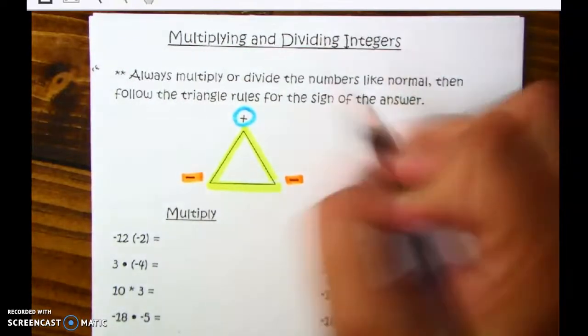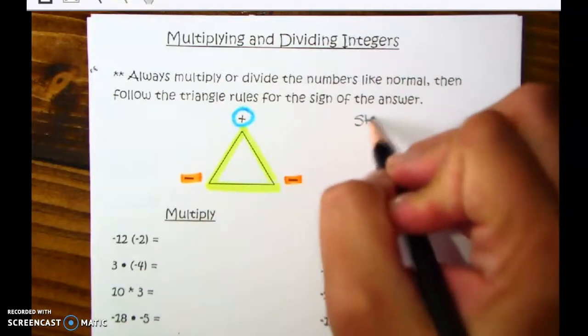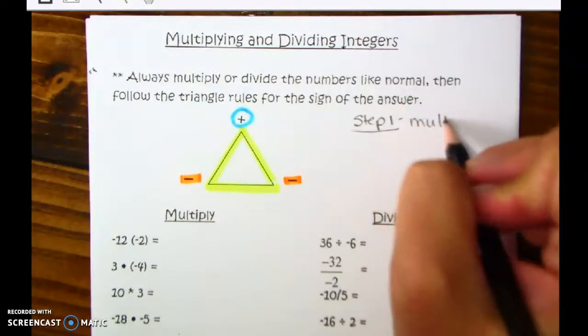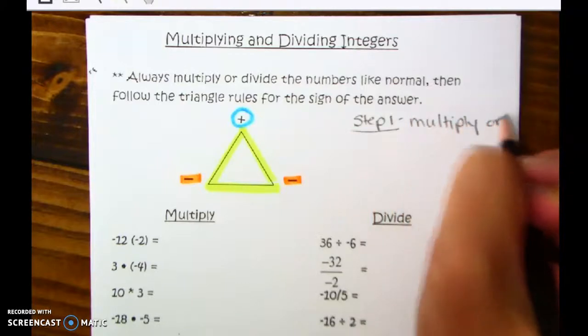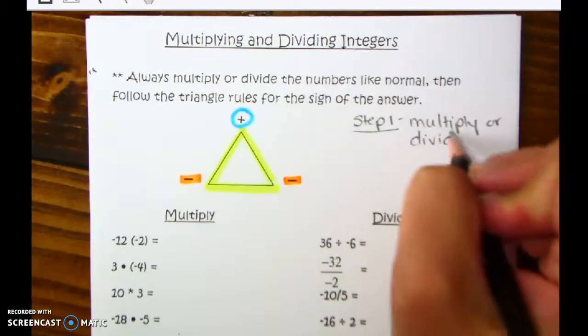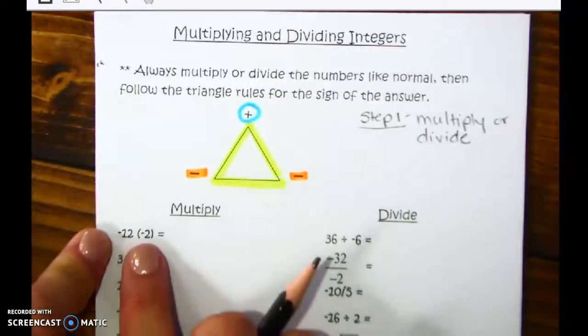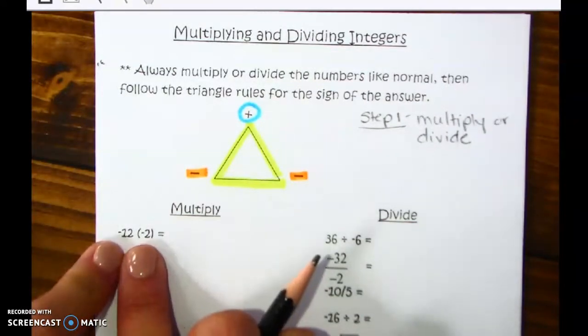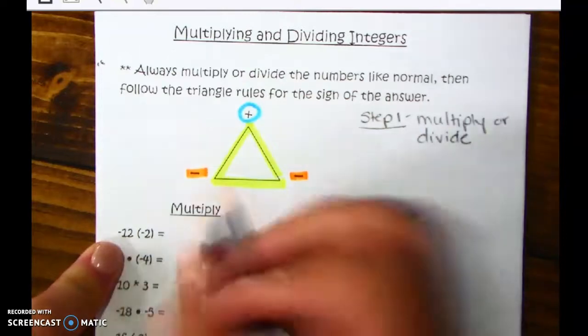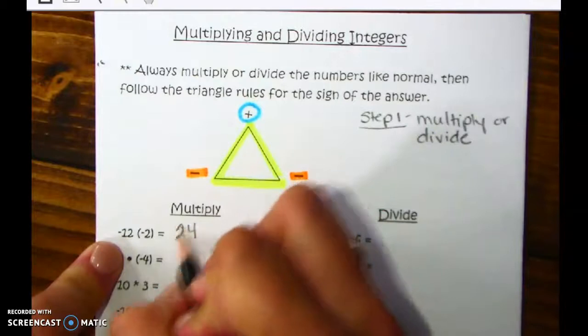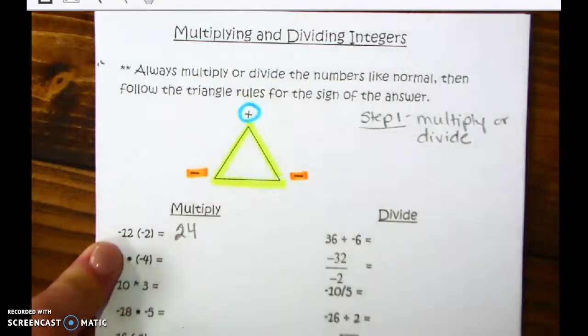Okay, so these are your steps. Step 1: multiply or divide. Over here we have negative 12 times 2. So we're just going to think about 12 times 2. What is 12 times 2? 24. So that's 24.